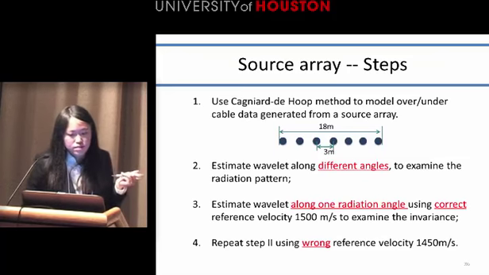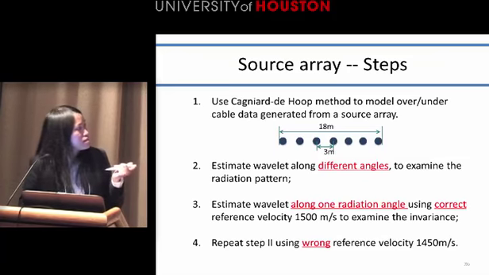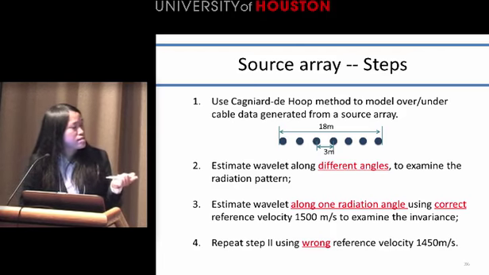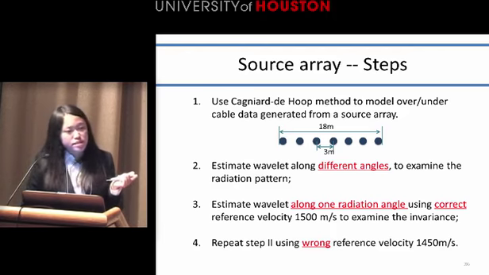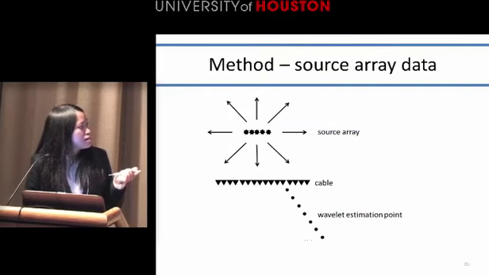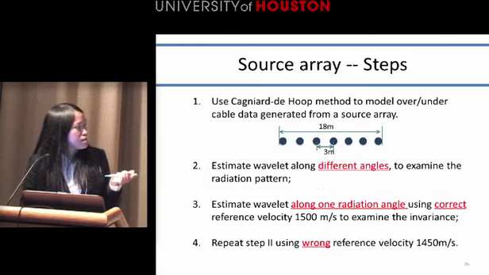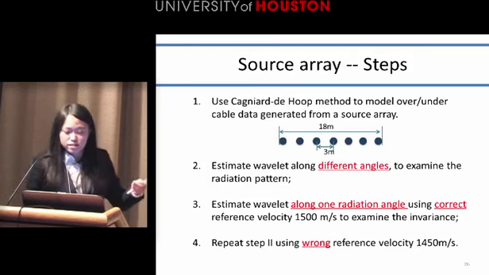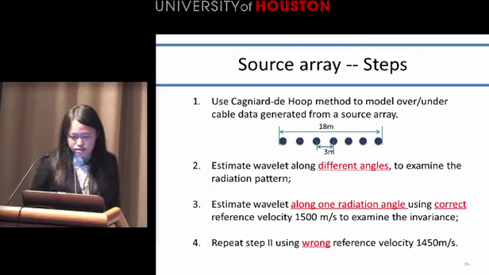And for the test, we generated the data from a source array which consists of 7 point sources, each separated by 3 meters. First, we will estimate the wavelet along different angles to examine the radiation pattern. And then we will estimate the wavelet along one radiation angle like I showed here. First using the correct reference velocity, and then repeating using a wrong reference velocity so that we can examine the invariance.